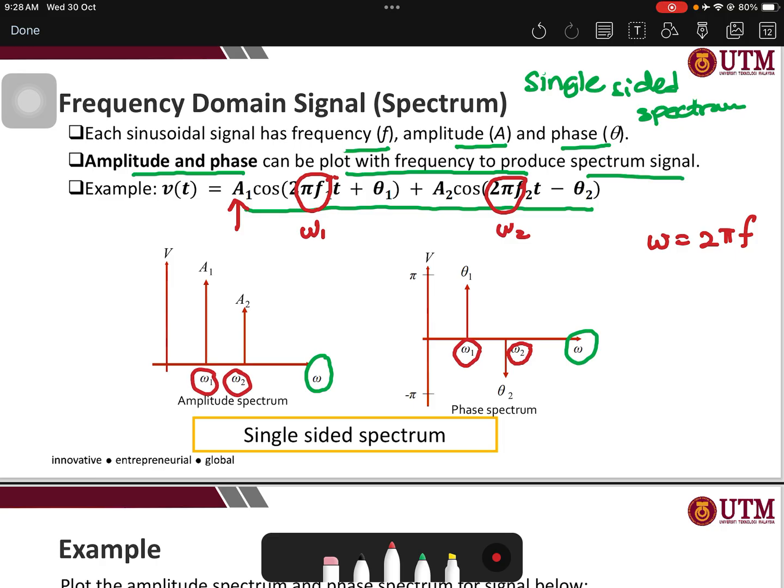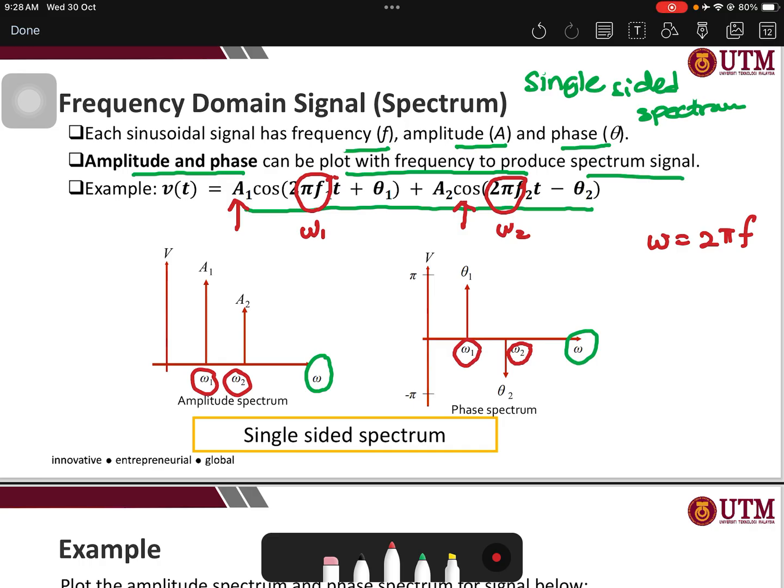For both the amplitude spectrum and the phase spectrum, the x-axis will be the same, which is your angular frequency. That is why we refer to it as the frequency spectrum, the frequency domain signal or the single-sided spectrum. But whenever you want to draw this, you have to make sure that you represent your signal in terms of cosine.